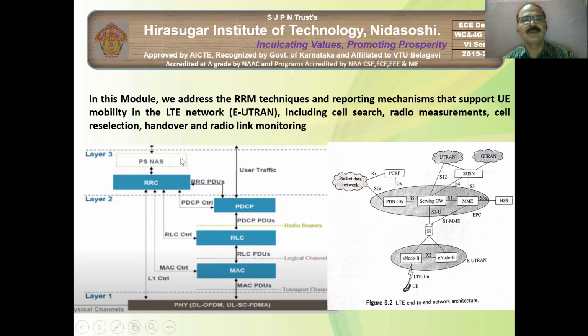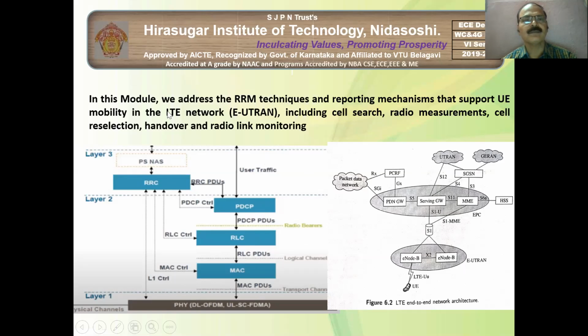Also we studied that this part is the control plane, and these layers exist in both the control plane and the user plane. In the user plane RRC is not there, and in the control plane these layers are controlled by RRC when user data flows. This is what we studied previously, and we need it for this module to understand.